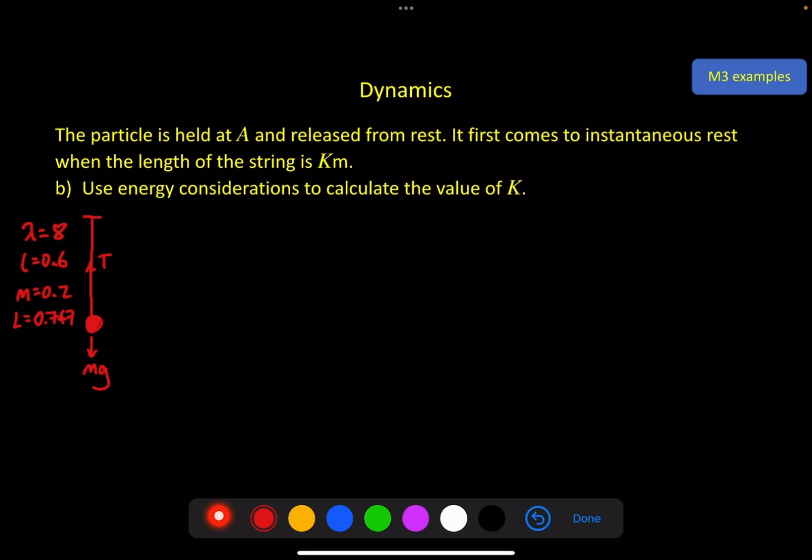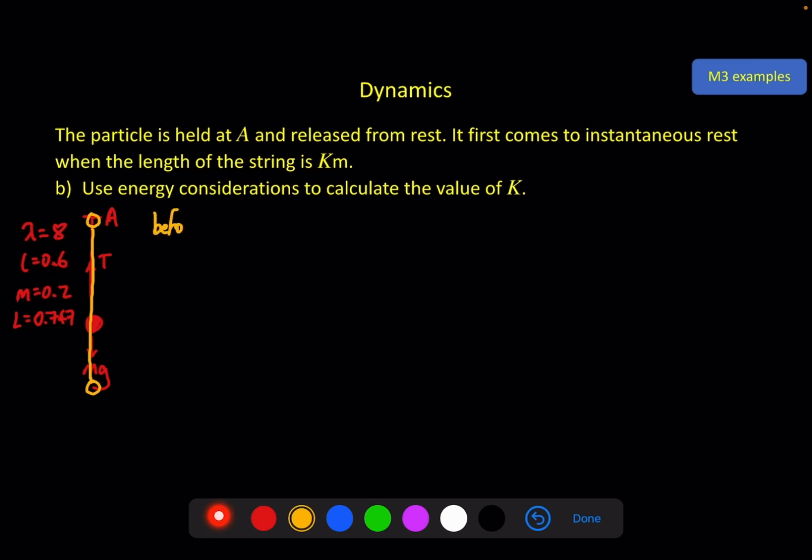The particle is held at A, now A, remember, was the point on the ceiling, and released from rest. It first comes to instantaneous rest when the length of the string is k. Use energy considerations to calculate the value of k. So it's starting here, and it's going to finish, say, down here somewhere, and the total length of that is k. But we need to use energy considerations.